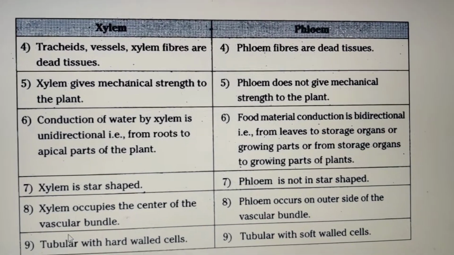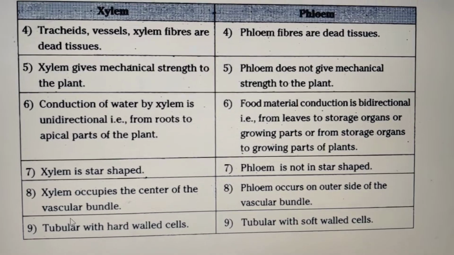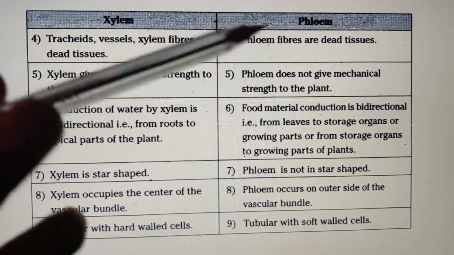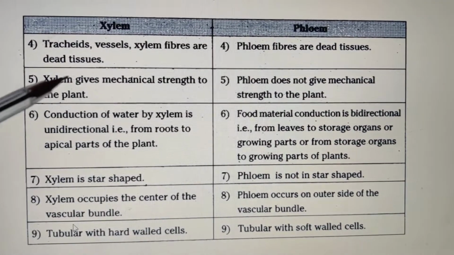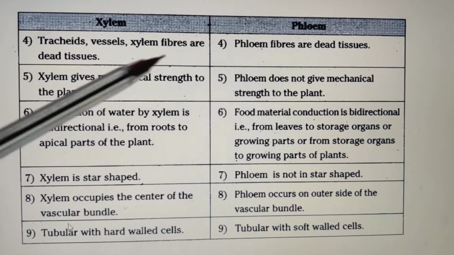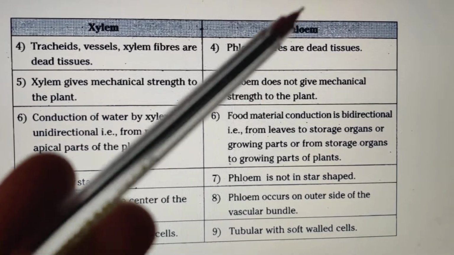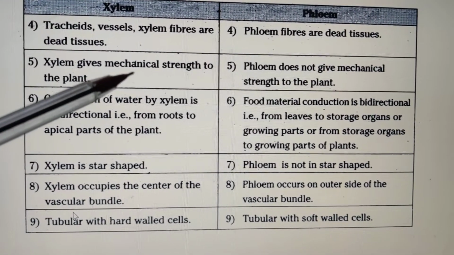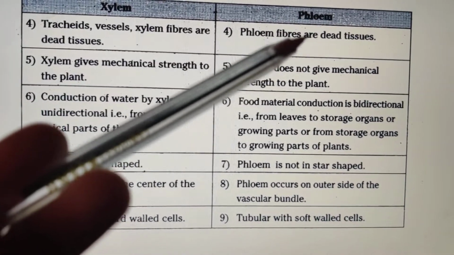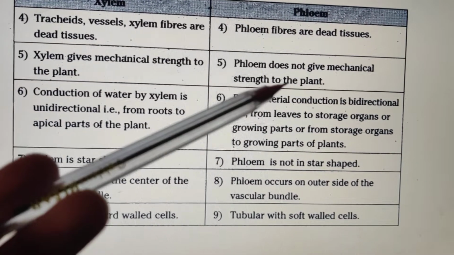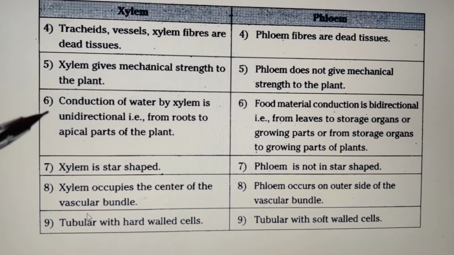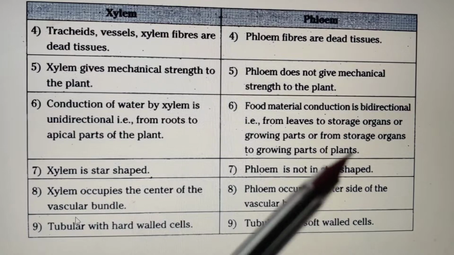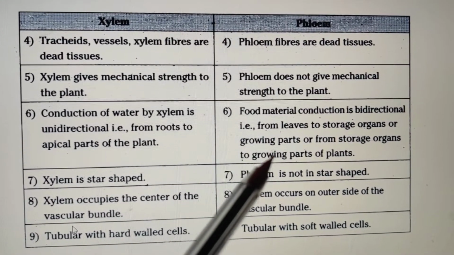Now we will see the difference between the xylem and the phloem. First, their components. The main difference is that the components are different in xylem and phloem. The tracheids, vessels, and xylem fibers are dead, but in the case of phloem, the phloem fibers are dead tissue. Xylem gives mechanical strength and support, but phloem does not provide any mechanical strength. Xylem helps in the conduction of water and minerals from the root towards the apical part. Phloem helps in the transportation of food materials.